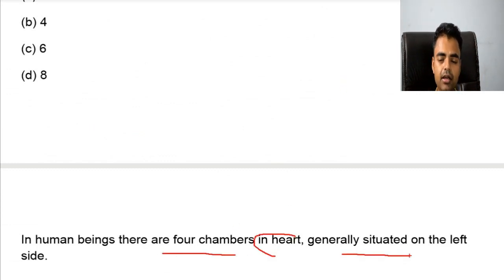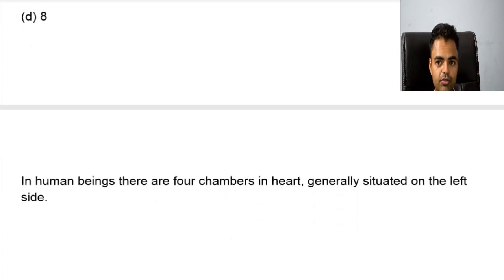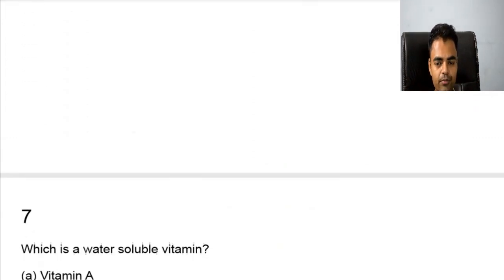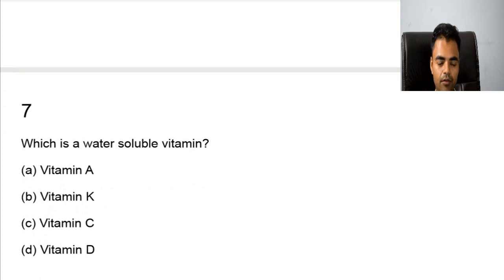The human heart is generally present on the left side of the human being, but we also have some exceptional cases. The human heart can also be present on the right side, but most human beings have the heart on the left side.